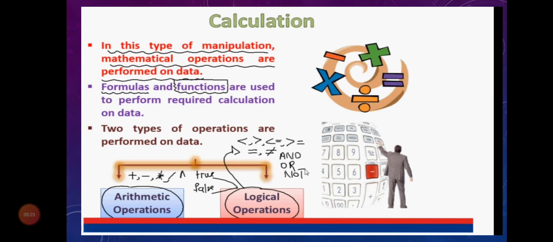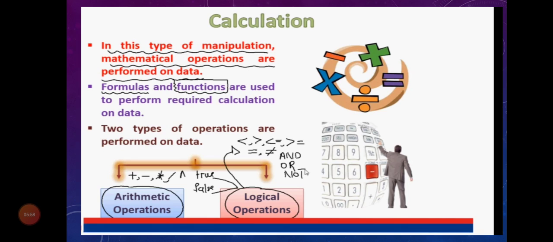Now we are coming to the second operation, calculation. What is calculation? The process of applying arithmetic operations on the data is called calculation. The common calculations are addition, subtraction, multiplication, and division. In this type of manipulation, mathematical operations are performed on the data.